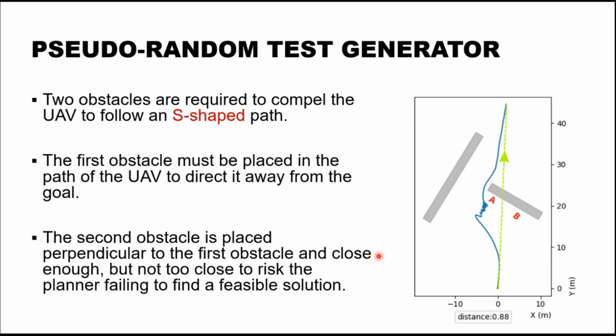Okay, so now we move on to our method, which uses two parts. One is a pseudo-random test case generator, and the other is a low-fidelity path simulator. For the pseudo-random test case generator, we found out that if we force the drone to take a path like an S shape, as you can see here, it's more likely we force the drone to fly close to the obstacles. And to do so, we put one obstacle.